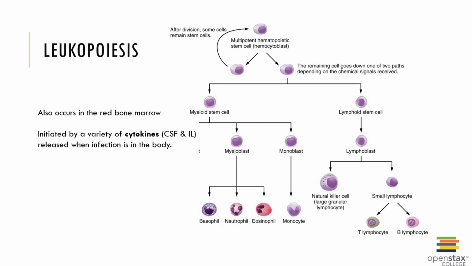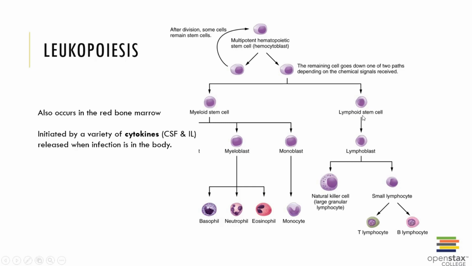Again, you can see the process of mitosis occurring, and then the differentiation into the myeloid stem cell and the lymphoid stem cell. The myeloid stem cells then divide again by mitosis, and they form myeloblasts and monoblasts. We can keep differentiating further: the myeloblasts differentiate into basophils, neutrophils, and eosinophils. The monoblasts move to a monocyte. We'll talk more about these in the coming slides.